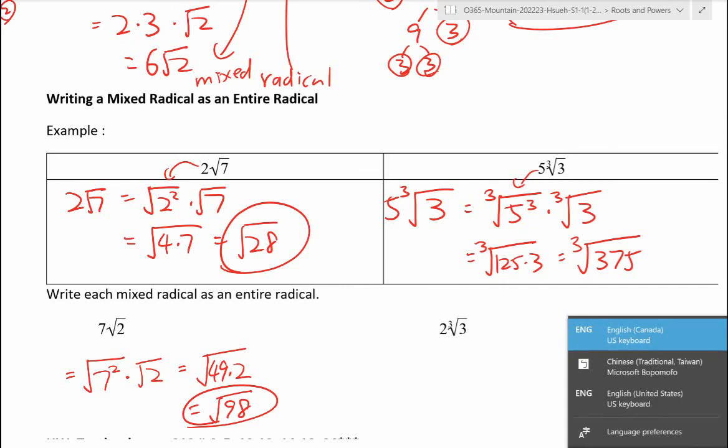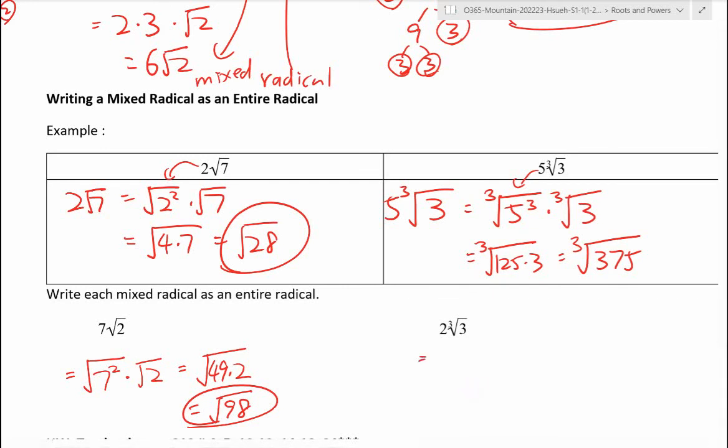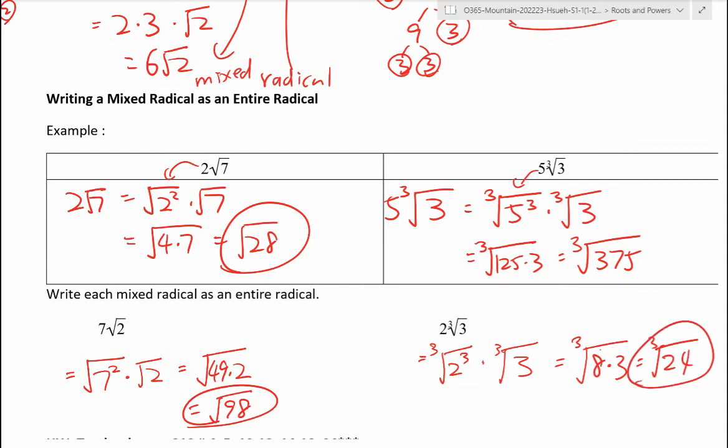2 times cube root of 3. So this is going to be turn 2 into 2 cubed. And then you don't turn anything for the cube root of 3. So that's that. Then you can combine them together. That's going to be 2 cubed, which is 8. And then times 3. So this is going to be cube root of 24. And that is your final answer.